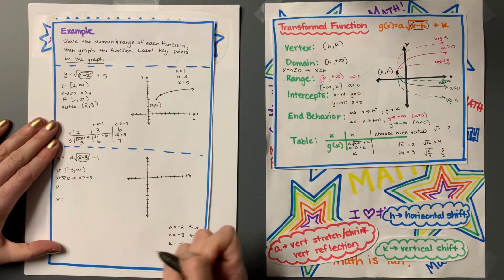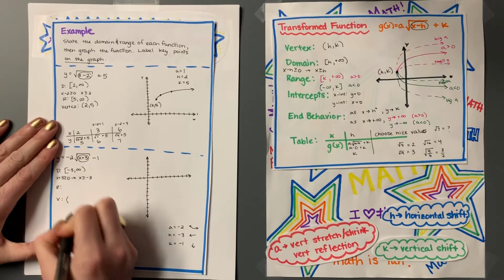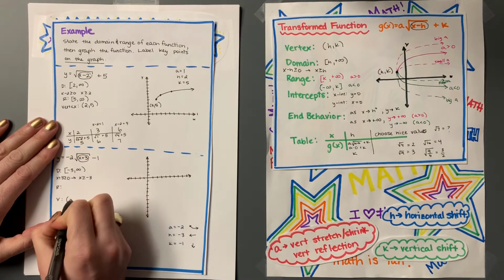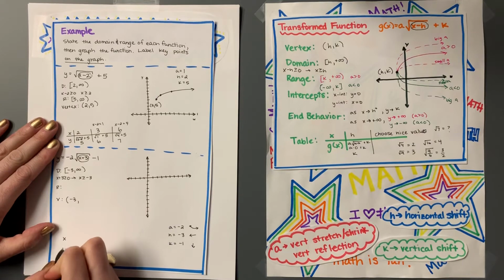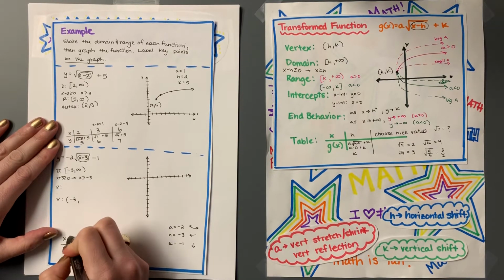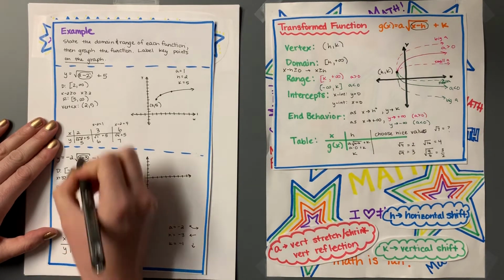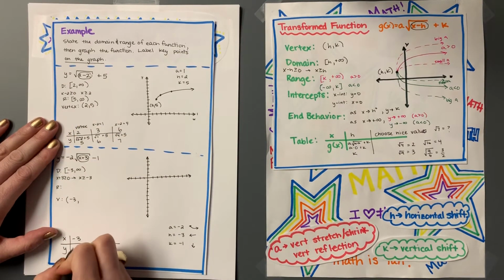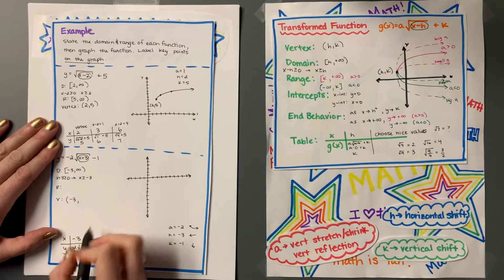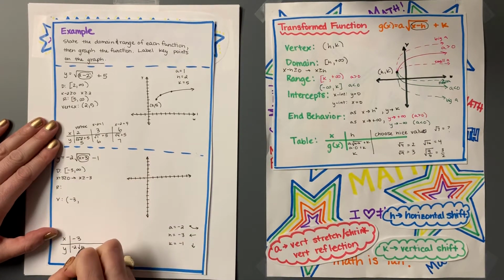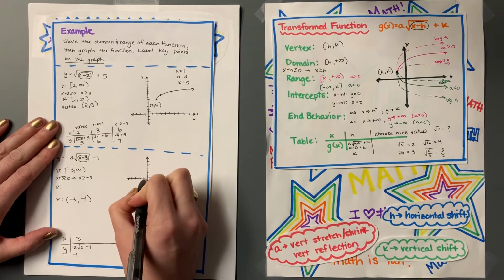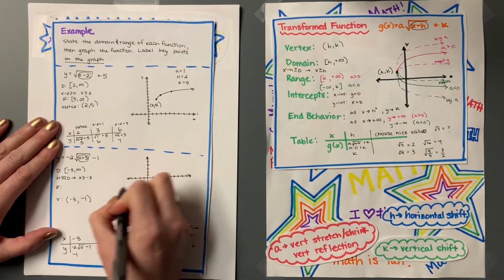So my vertex should be at the point (h, k). I'm just going to check that by plugging in -3. So I plug in -3, and I get -2 times the square root of -3 plus 3, which is 0, minus 1. This gives me -1, which is k, so that does work. So -3, -1.